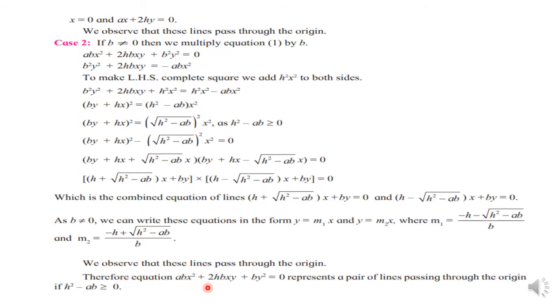So in short, in summary, we can say that this particular equation ax square plus 2hxy plus by square is equal to 0 represents a pair of lines passing through the origin if, observe the last part, if and only if h square minus ab is greater than or equal to 0. If it is positive or equal to 0.